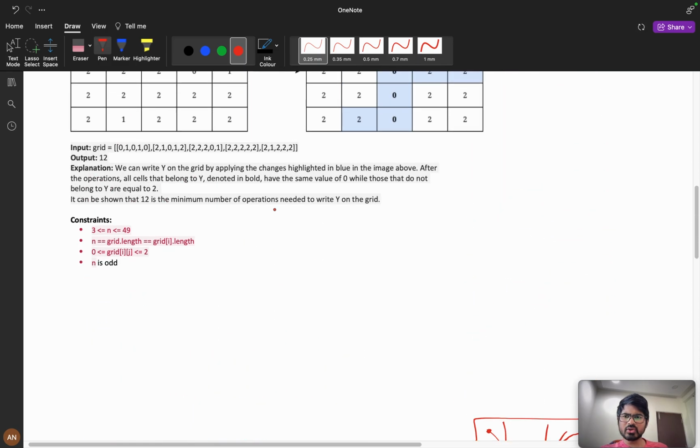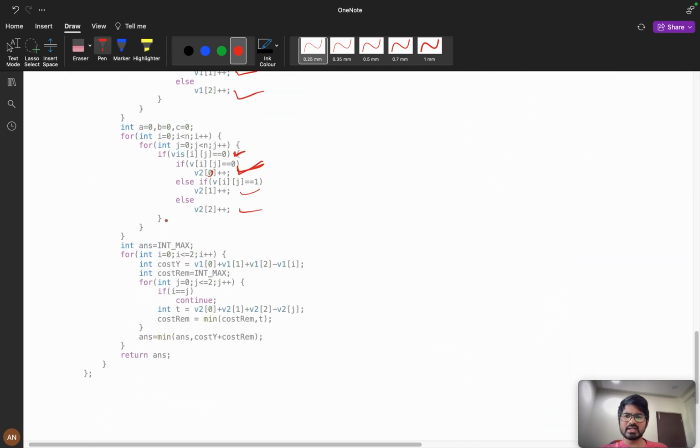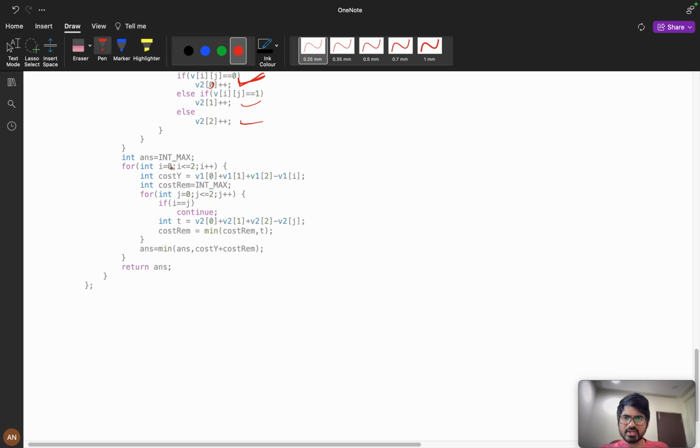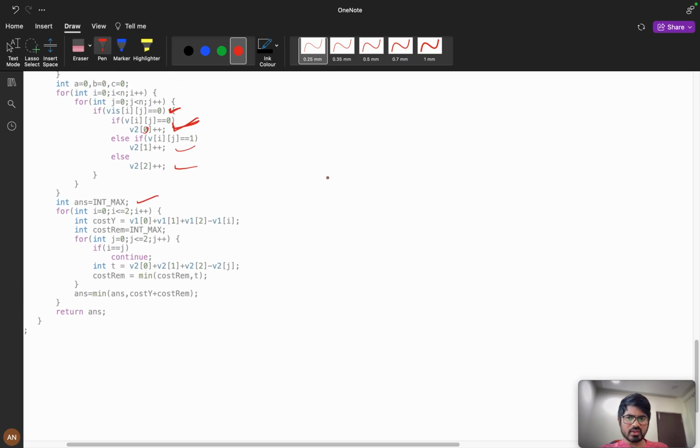Now we need to follow this condition. Whenever my Y is 0, we need to go with 1 and 2. How can you get that? Let's see. Now, I will start from i equal to 0, i less than 2. And cost of y, how can you describe the cost of y? Suppose V1 of 0 plus V1 of 1 plus V1 of 2. That means it will give the total sum.